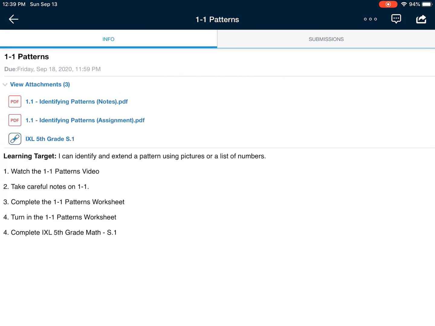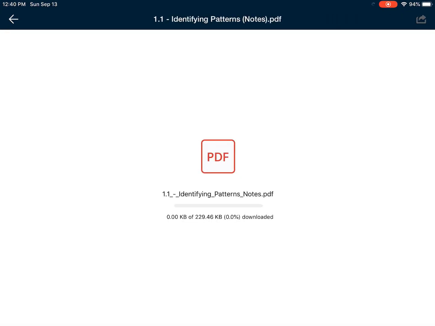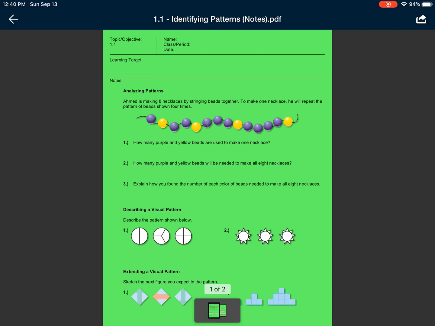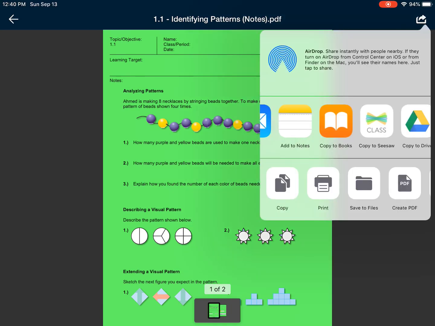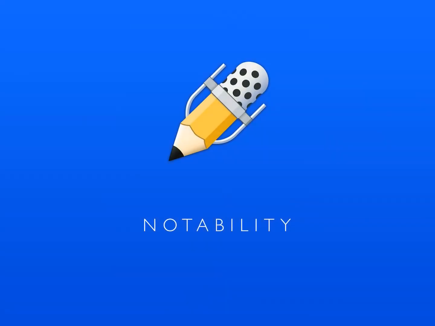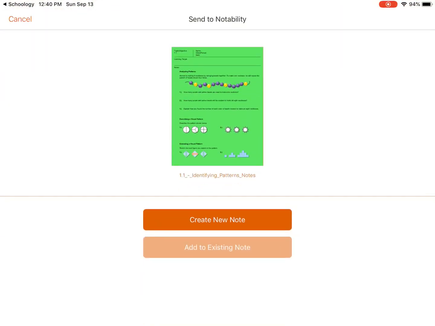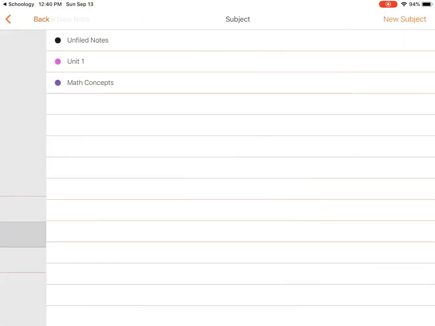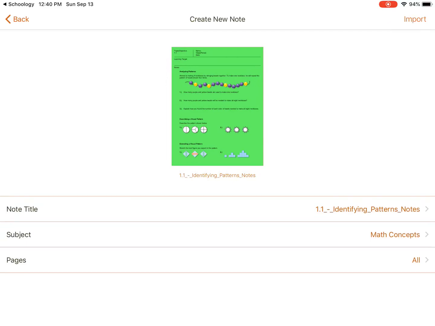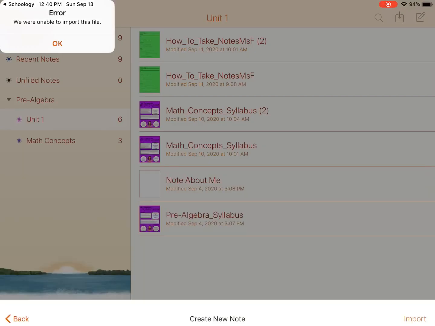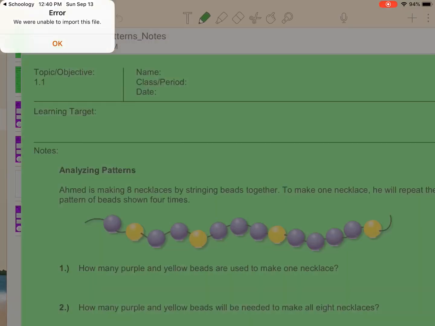So, the first thing we're going to do is find the 1-1 notes. Click that. These notes you will never turn in to me. This is just for you to complete. So, we are going to copy this to Notability. I'm going to create new notes. I'm going to move this into the Math Concepts folder, and I'm going to import. Might take a second.